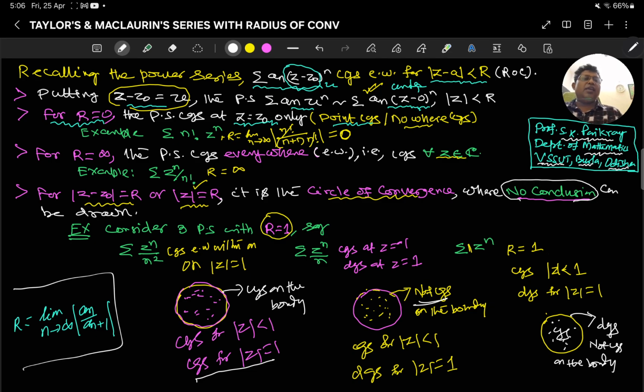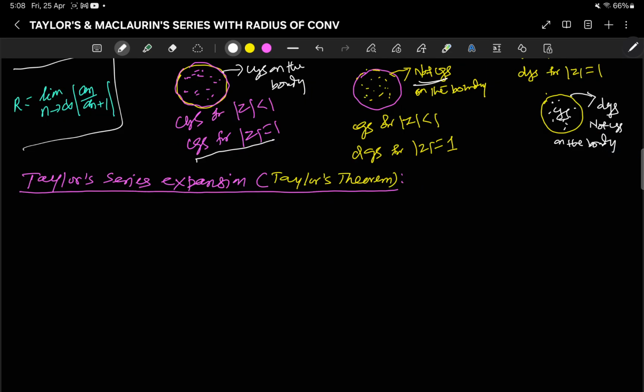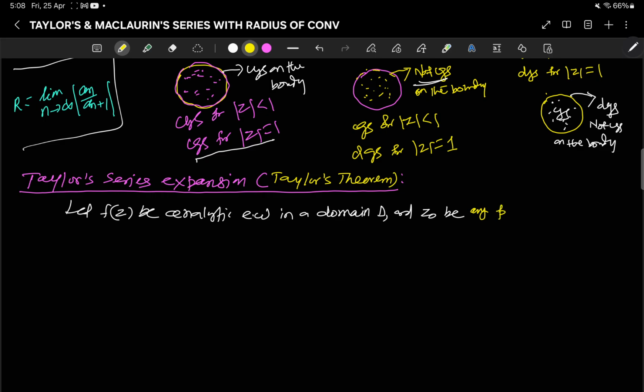So without much delay, let me discuss the much-awaited Taylor series. Coming to the Taylor series expansion of a function, in view of Taylor's theorem, we can say: let f(z) be analytic everywhere in a domain D, and z0 be any point in D.